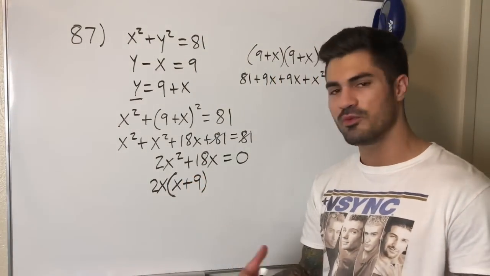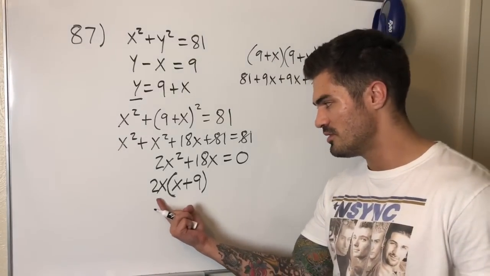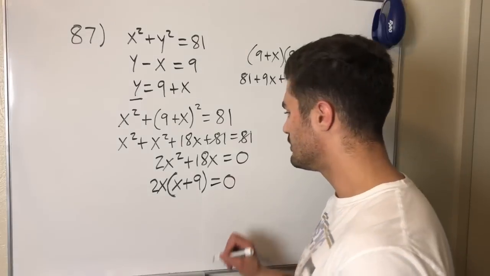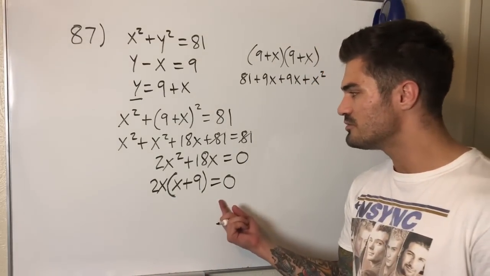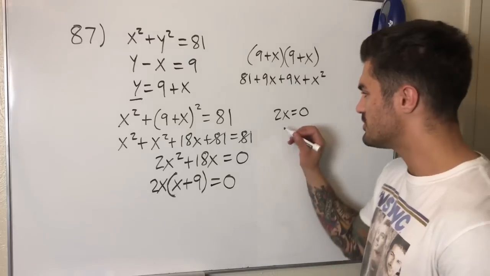So I took out the 2x, and I want to check my answer, because lately I've been making mistakes. So let me check my answer. 2x squared, 18x. I get right back to where I came from. I'm good. So if this equals 0, then that means 2x equals 0. All right? So I can set up two different equations. 2x equals 0, or x plus 9 equals 0.